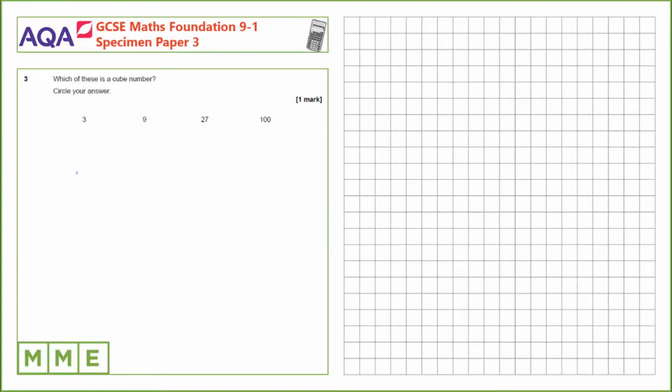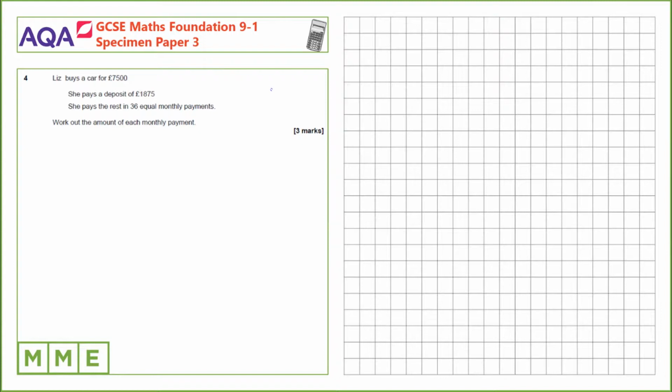Question 3. Which of these is a cube number? Circle your answer. A cube number is a number where we've taken a number such as 2 and cubed it, so 2 times 2 times 2 would be 4 times 2, which equals 8. So we need to find a number where we've taken a number and cubed it to get the answer. 3 is definitely not, 1, 9 is not, 100 is a square number just like 9. So our answer is 27. It's 3 cubed.